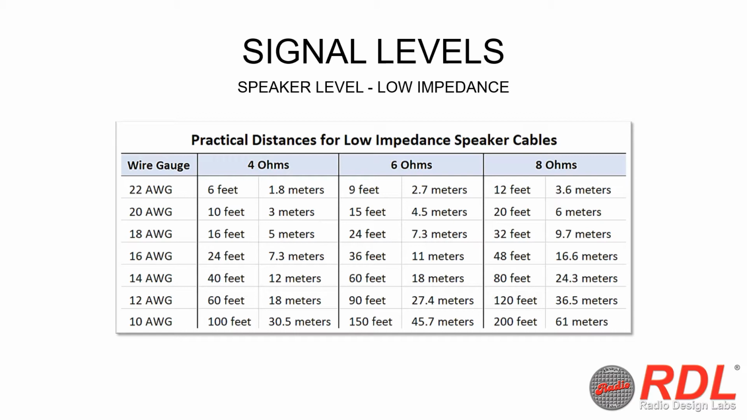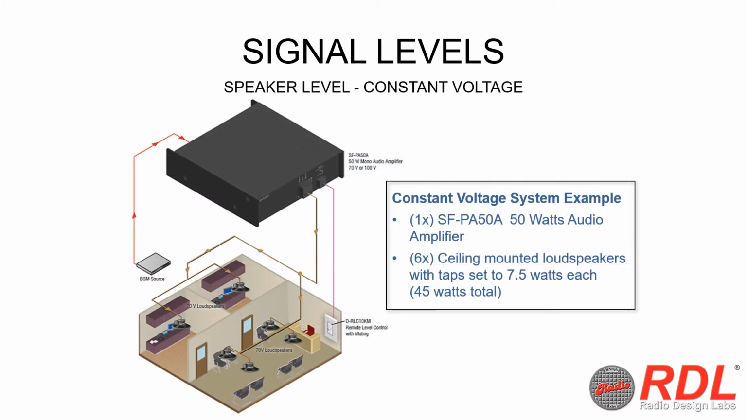Low impedance systems can support speaker resistance loads from 2 to 16 ohms, with 4 to 8 ohm systems being the most common today. The benefit of low impedance systems is that they produce an accurate full range frequency response, so they're commonly used for audio systems such as foreground music, live sound venues, and residential hi-fi or home theater systems. The second speaker level signal type is constant voltage.